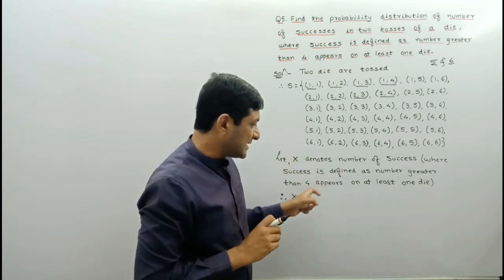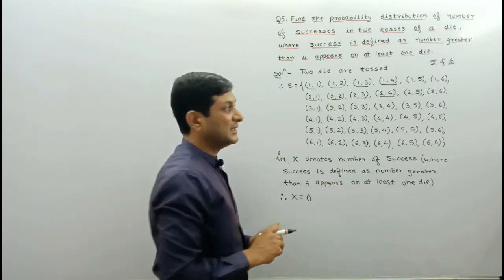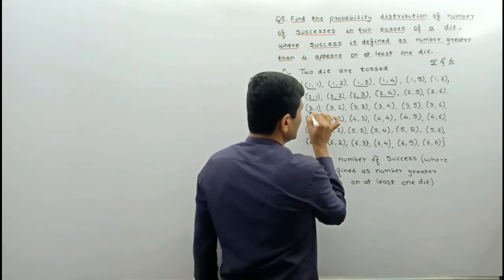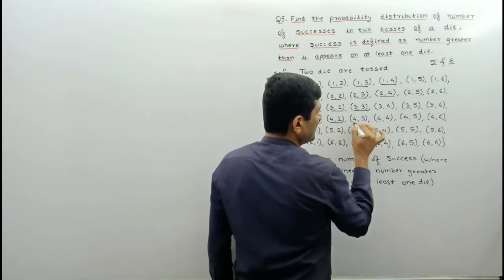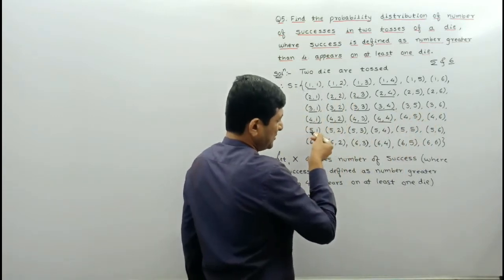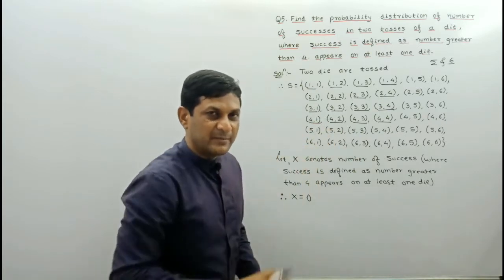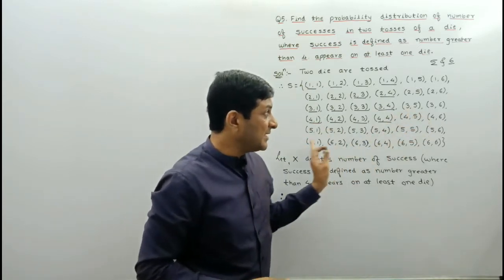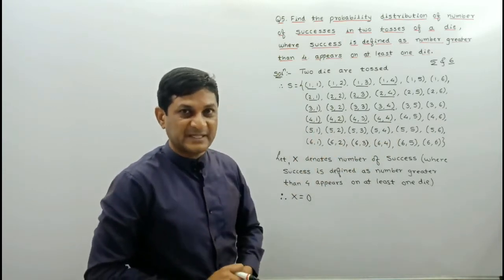For X to be a success, a number appearing on at least one of the dice should be greater than 4. Here also not a single number greater than 4 appears. Here also not a single number greater than 4 appears. The number should not be greater than 4. But here there is a 5, meaning a number greater than 4 appears in at least one element in the remaining elements of this sample space, isn't it?